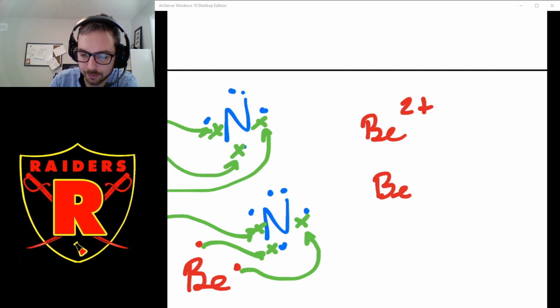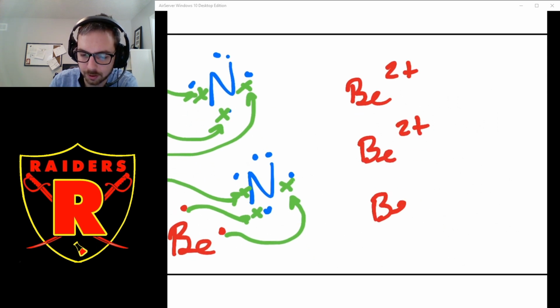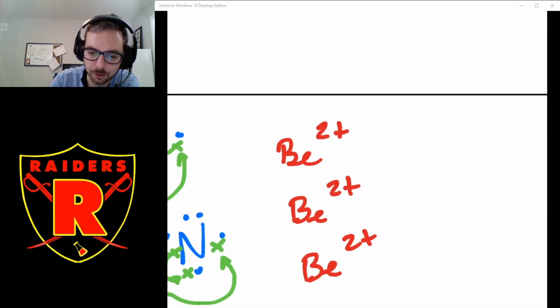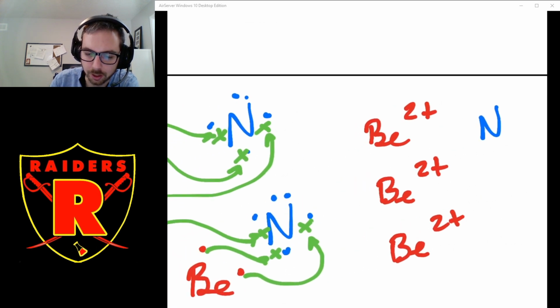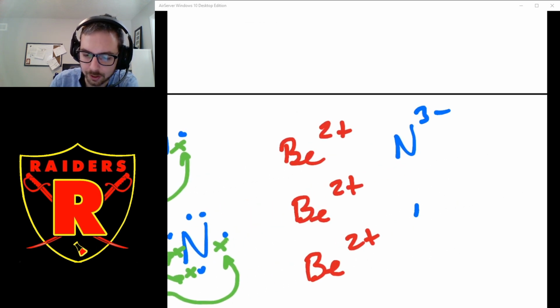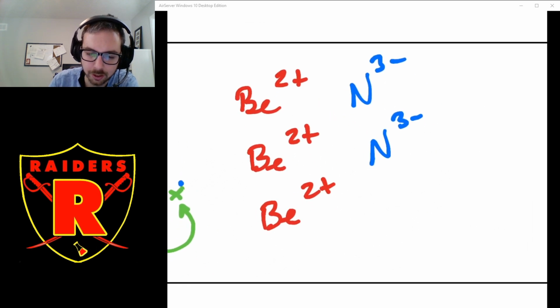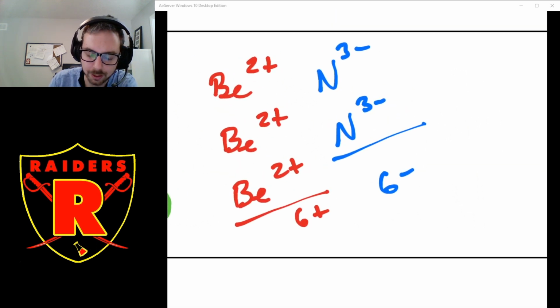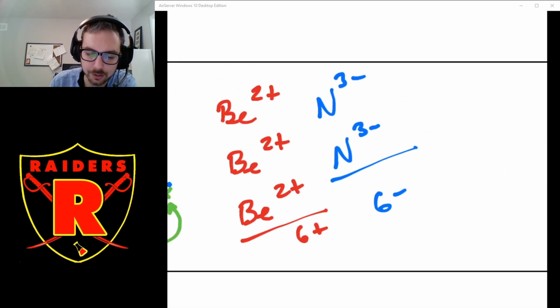And there's 3 of them. And each nitrogen is going to gain 3, so our nitrogens are going to be 3 minus. And if you look at the total charge here, you'll notice that the total charge for the positives is 6 plus, and the total charge for the negatives is 6 minus. And so that's key, is that these charges always have to totally counteract one another. You have to have a total charge of 0. So 6 plus and 6 minus is going to give you a charge of 0.